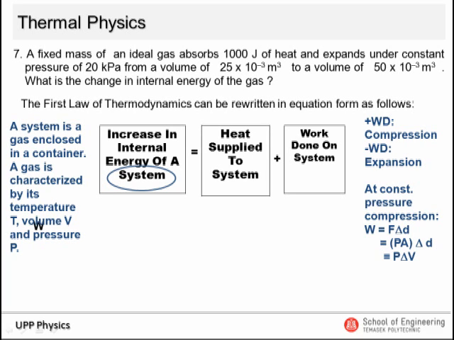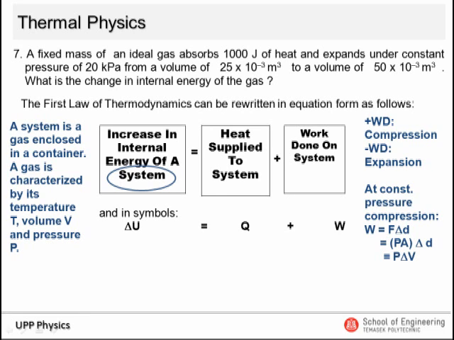So, in symbols, the change in internal energy of a system is represented by change in U, while the heat supplied to the system is represented by Q, and the work done on the system is represented by W. Now, let's proceed to fill in the variables that we know. What do we need to find? The change in internal energy. So change in U is what we need to find.